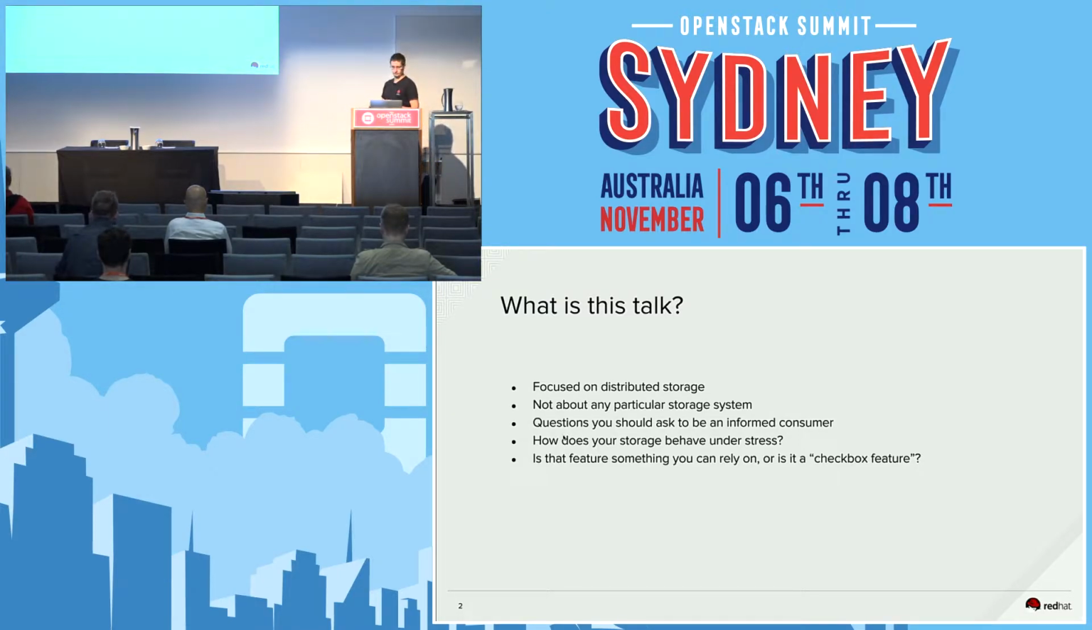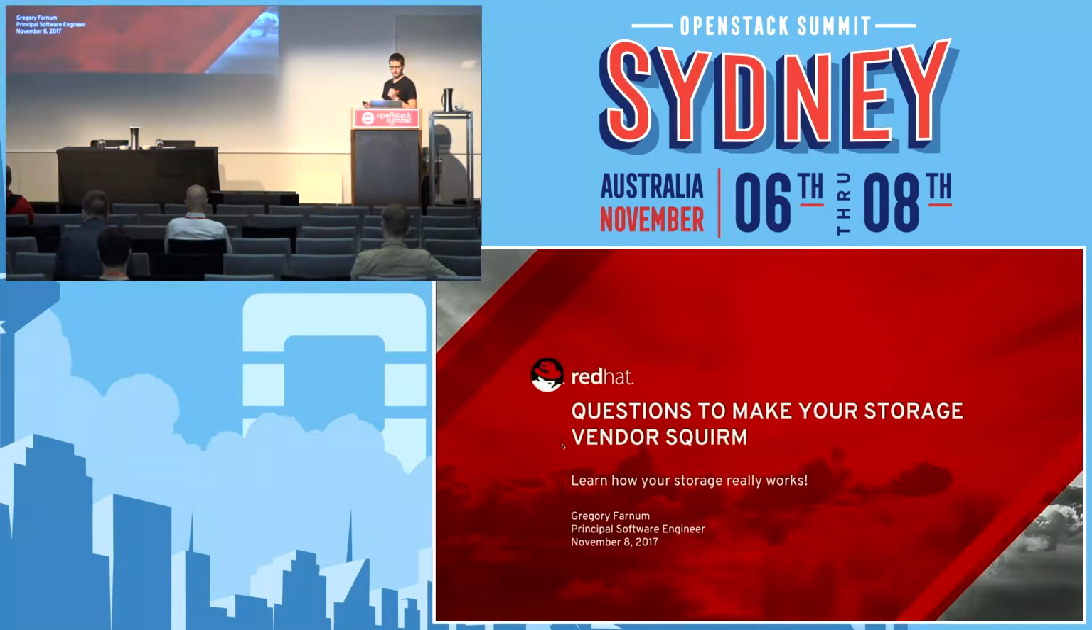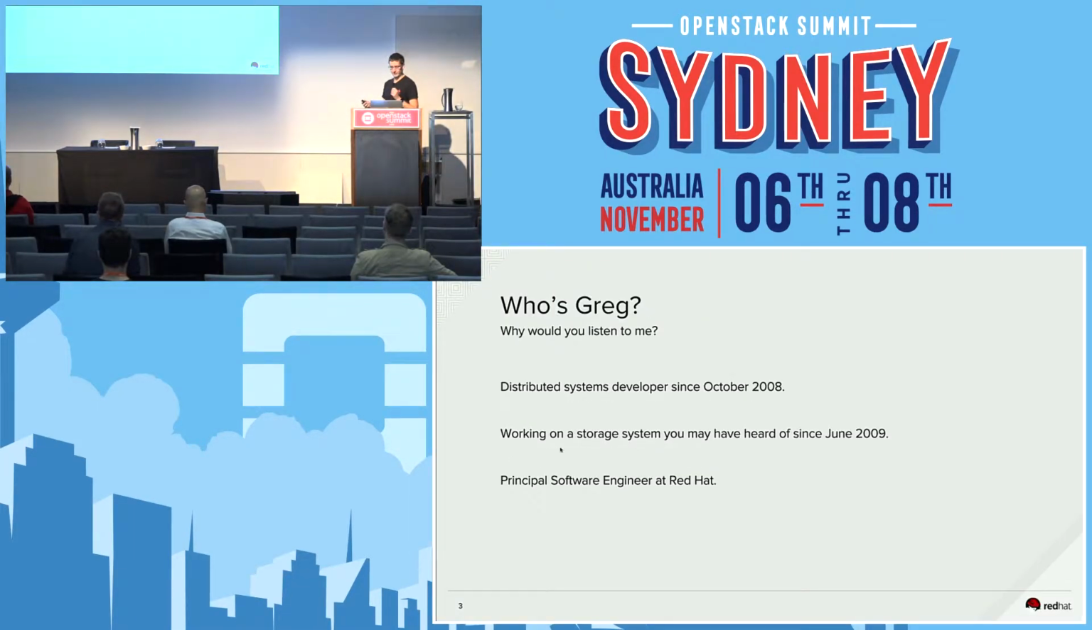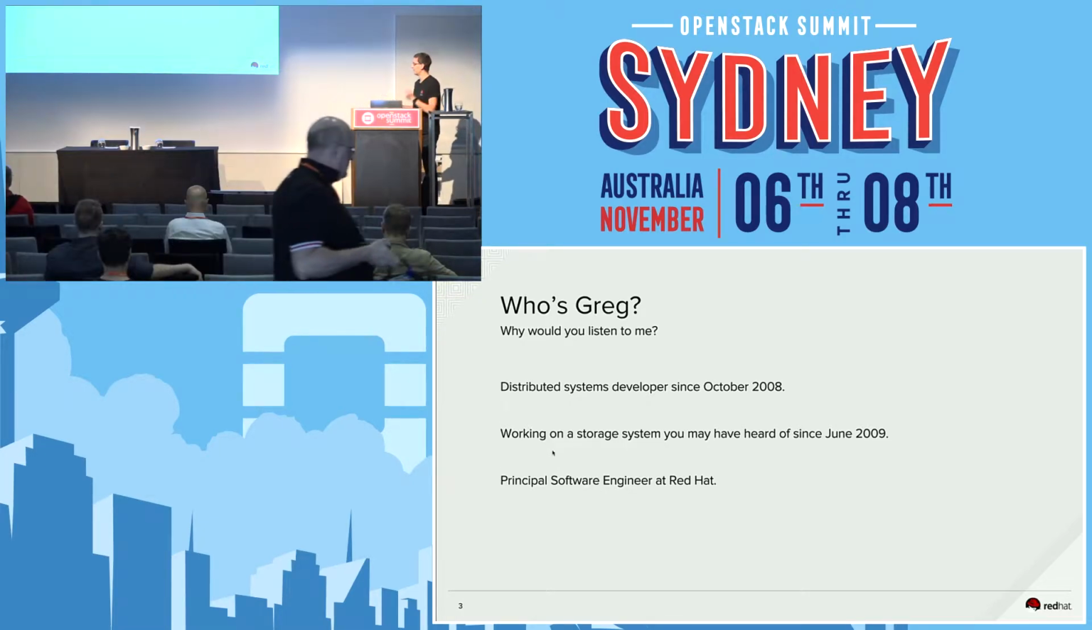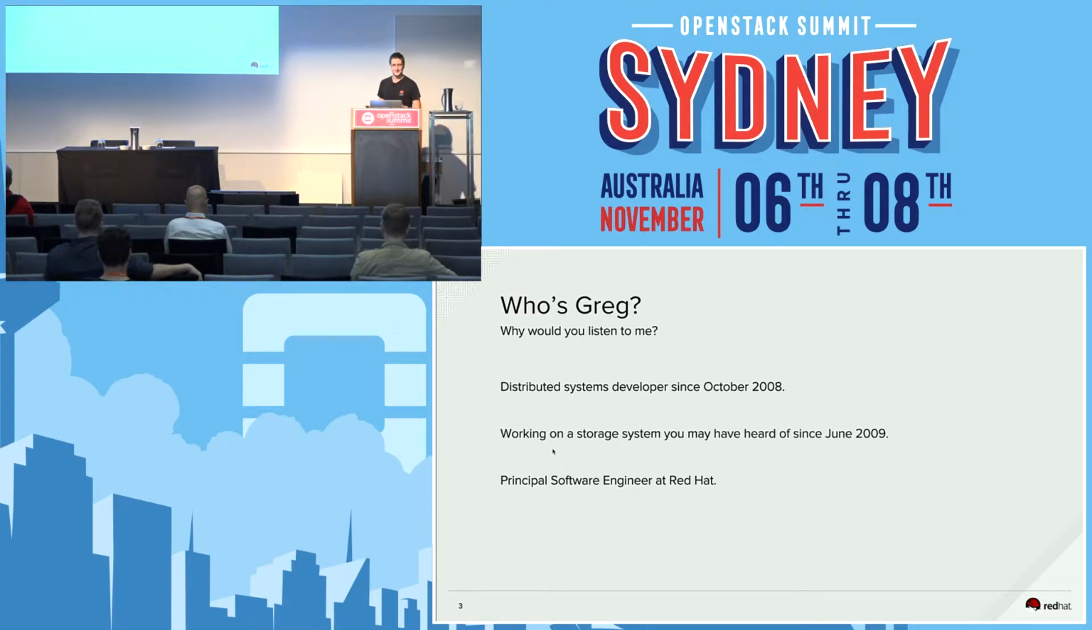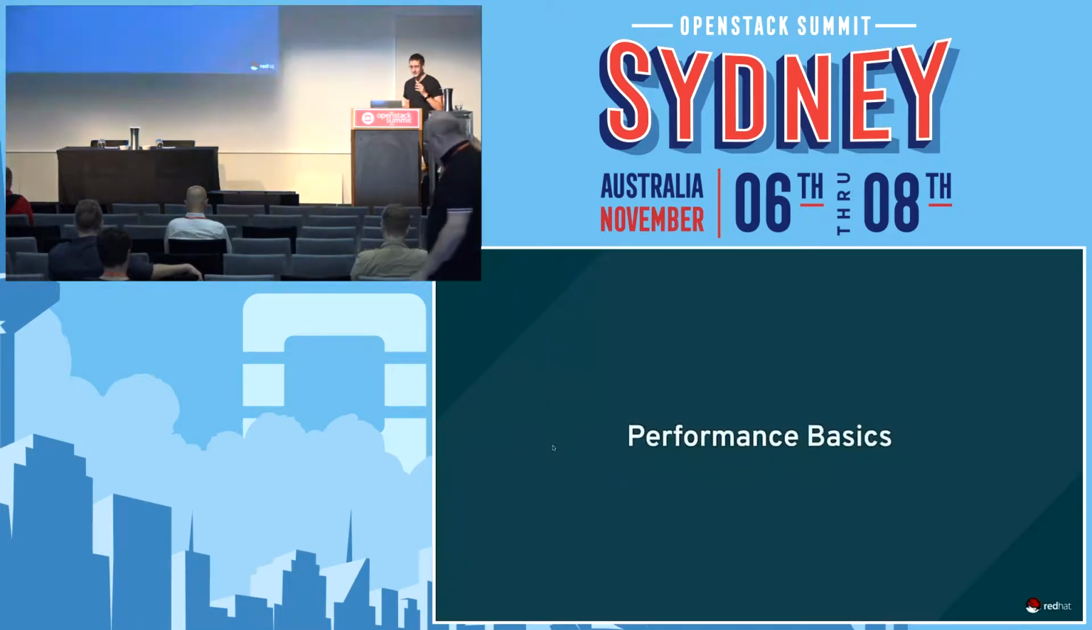Okay, so my name is Greg. I have been working in distributed systems since my senior year of college at the end of 2008. I work, since I graduated, on a distributed storage system, which you probably have heard of and might have interest in being from OpenStack, but I promised I was going to try not to name anybody, so you'll just have to guess. And I work as a principal software engineer at Red Hat.